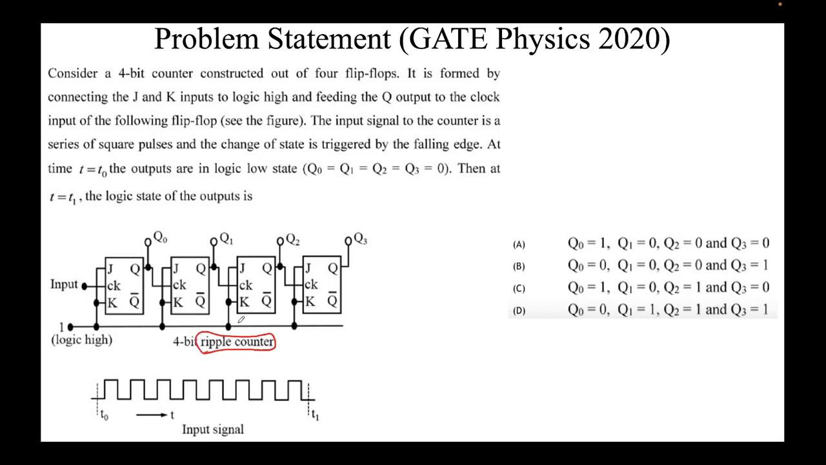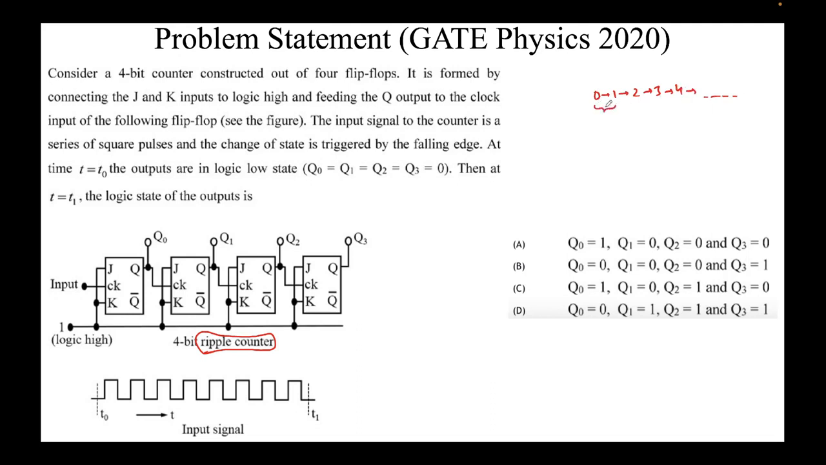We'll see what each term means. Counter means something which counts. So it can count from 0, 1, 2, 3, 4, 5, 6 and so on. It's a ripple counter. Ripple counter means, ripple means a disturbance. So what happens is that the value would be 0. Then the value will become 1 and 2 and 3 and 4 and so on.